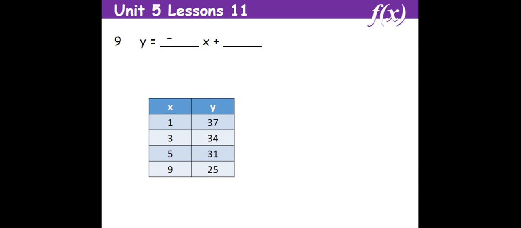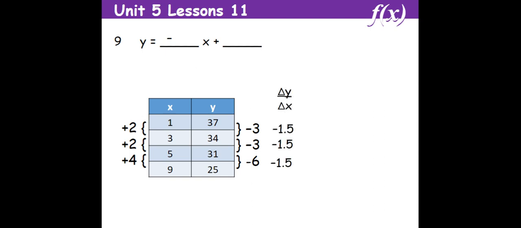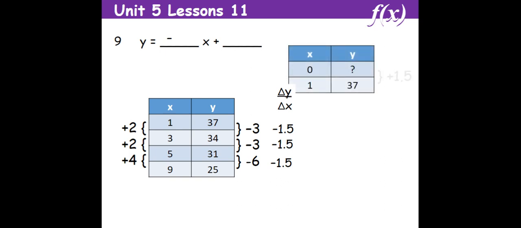Number 9, on the table, you want to look at your change in y versus your change in x. The change in y is going down by 3, while x goes up by 2. At the bottom, you see that y goes down by 6, but again, x is going up by 4. If we divide that -3 by 2, we get -1.5. That is our constant slope.